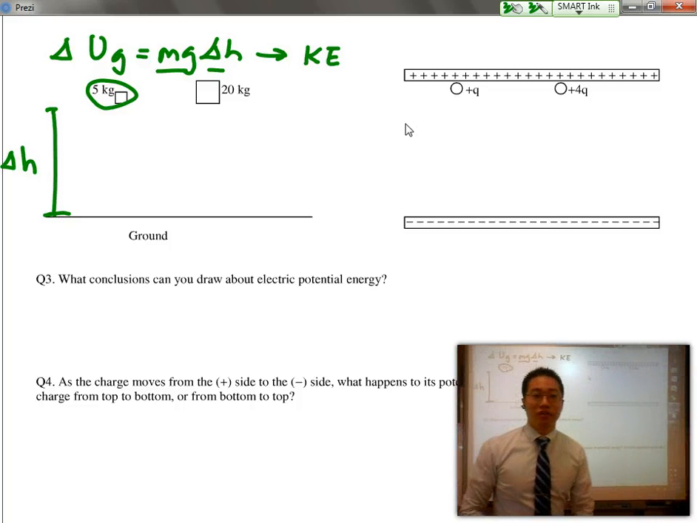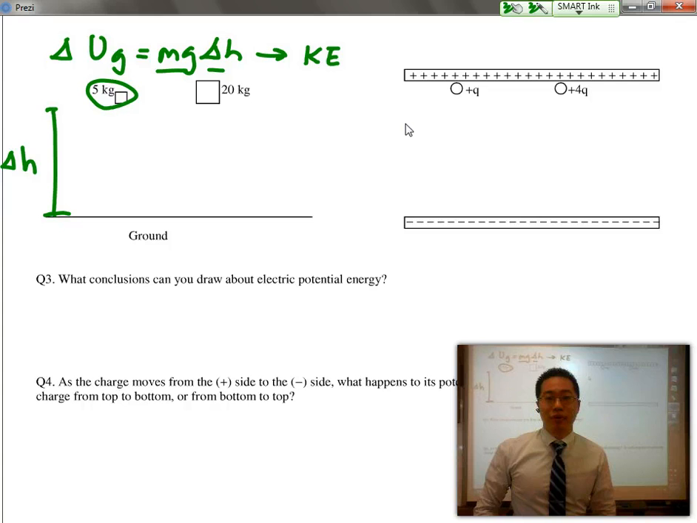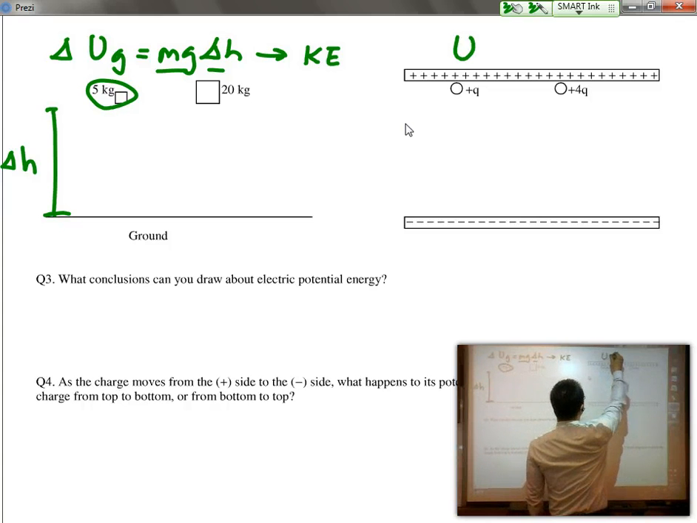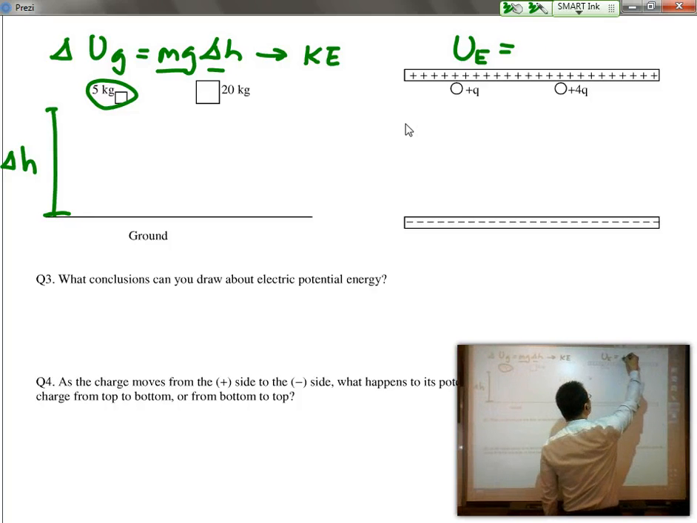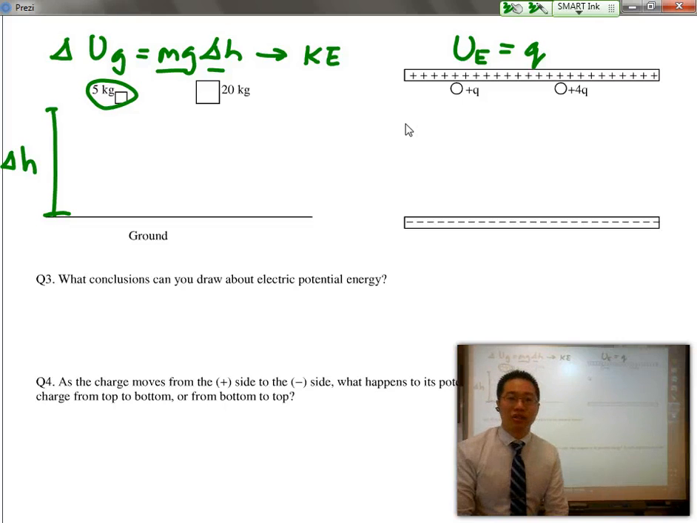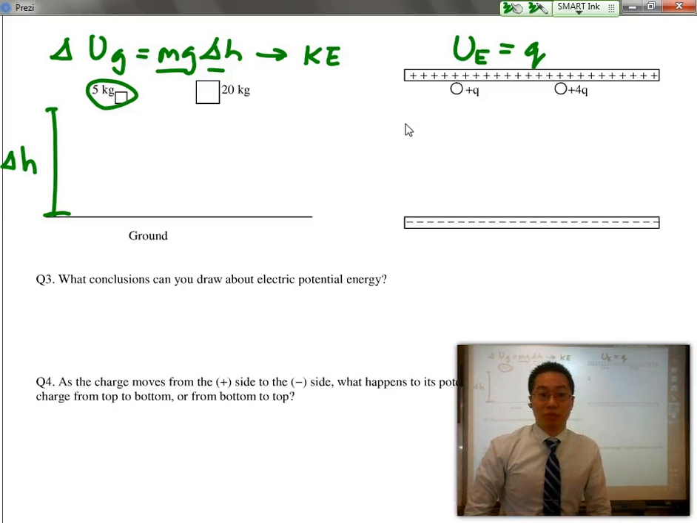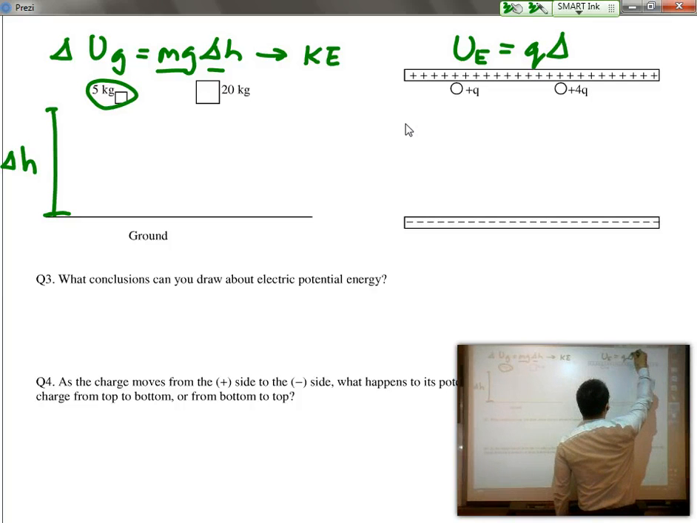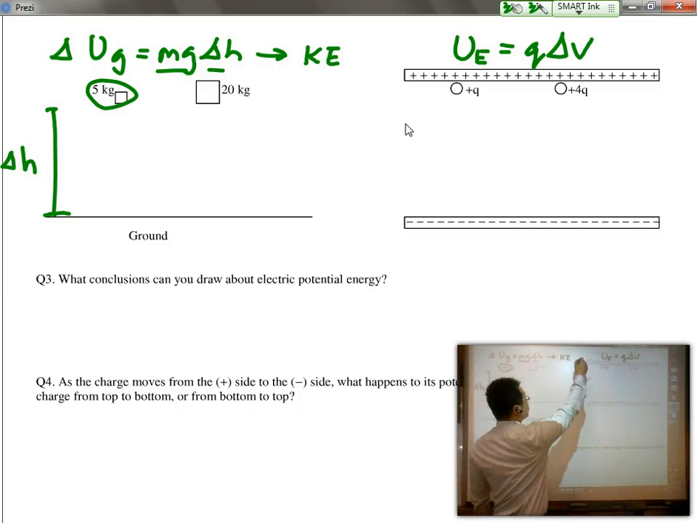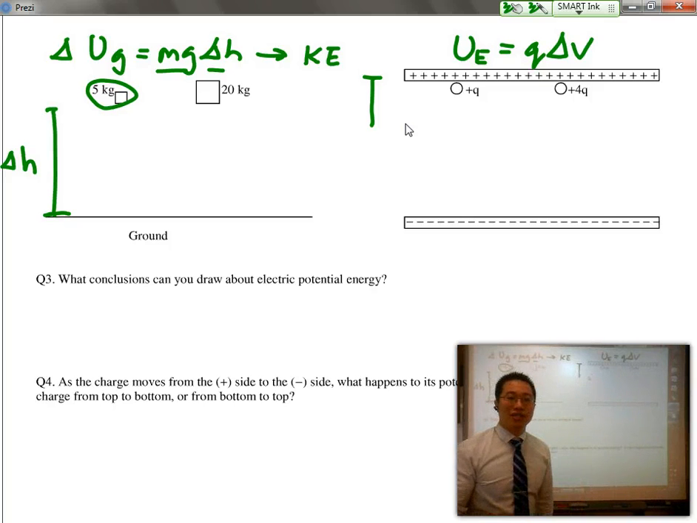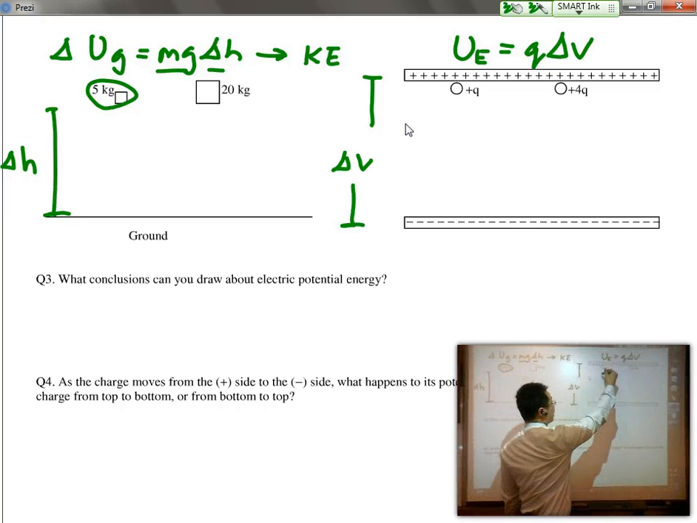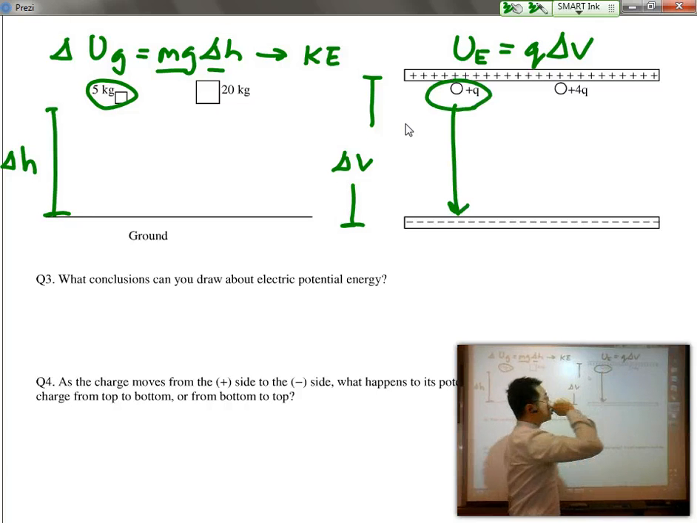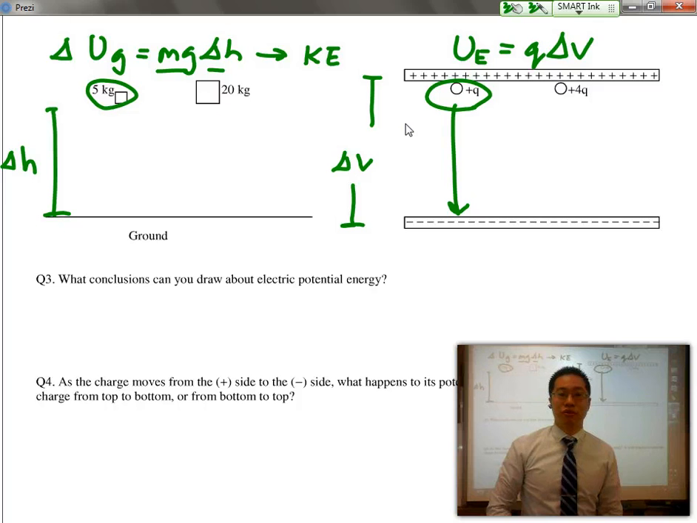When we're talking about electric potential energy, UE, instead of mass, we are going to be dealing with charge, and instead of height, we're going to be dealing with what we call electric potential. Okay, we'll call that delta V. So between these two plates, yes, there's a certain distance, but that distance helps us to calculate the strength of the electric field and the voltage. But so overall, the sum of delta V that's calculated as the object falls down. So it's based on charge and the potential difference.